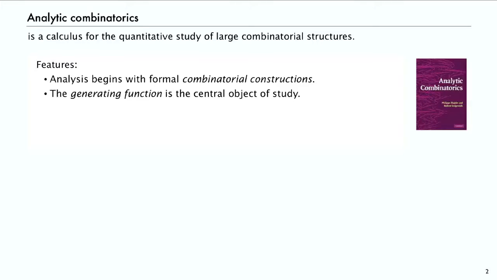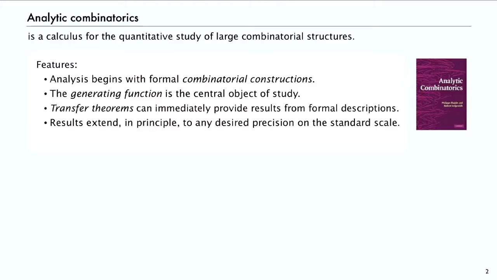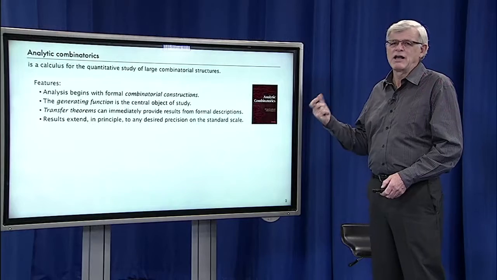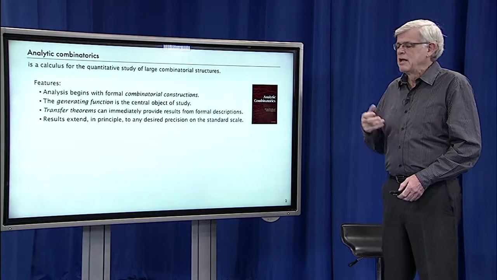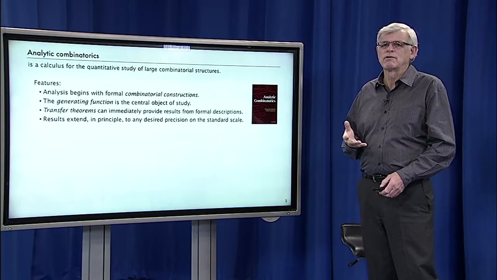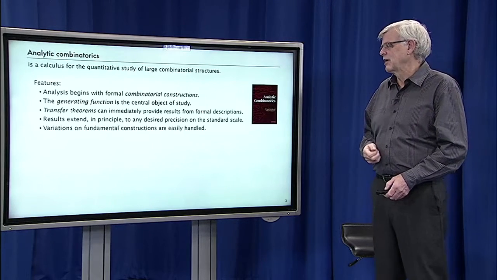The generating function that we talked about in the third lecture is really the central object of study in analytic combinatorics. Number one, because we have transfer theorems that can immediately give us generating function equations from the combinatorial constructions. And number two, because we can use transfer theorems to give us estimates of the values of things right from the generating function. As I mentioned last time, our asymptotic results are going to extend in principle to any desired precision on the standard scale.